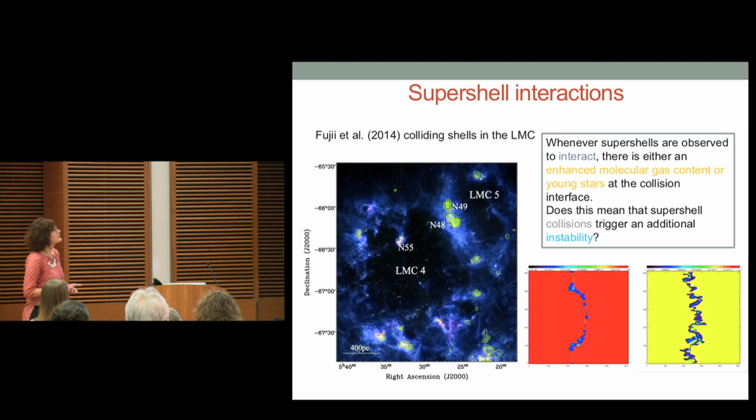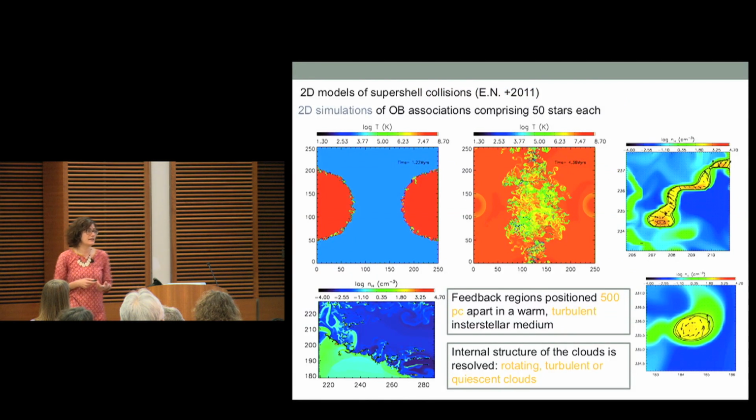So the question was, can this happen when you have two supershells colliding? Can this happen when the flows have very limited thickness? So this was what I started investigating in my PhD. And I found out that when we simulated the supershells, they became unstable before they collided, and actually you didn't need the collision to make cold gas.